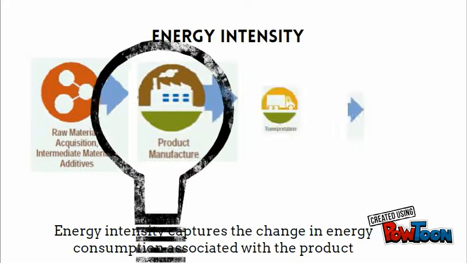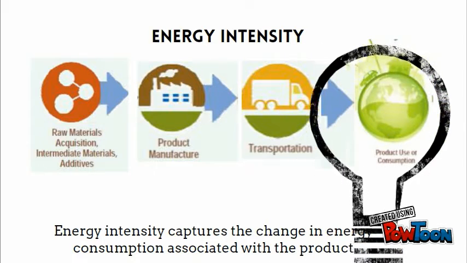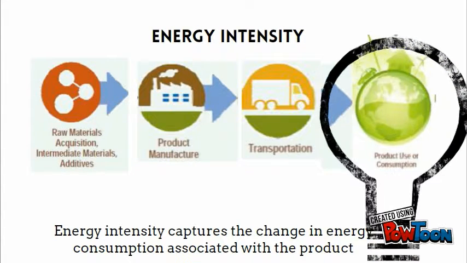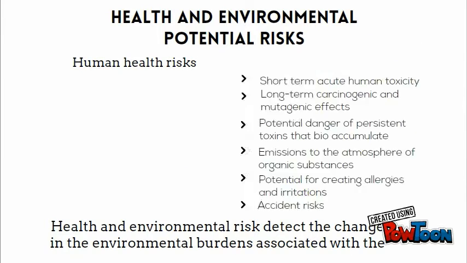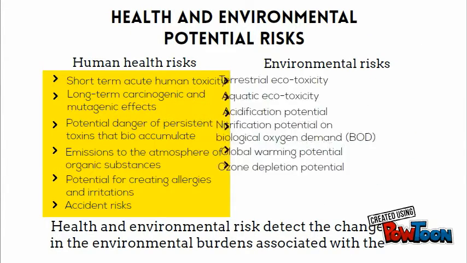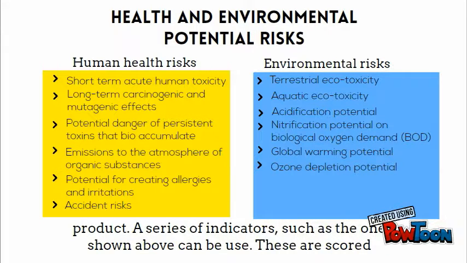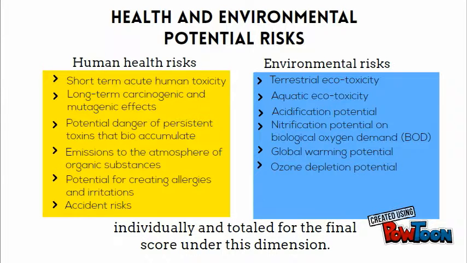Energy intensity captures the change in energy consumption associated with the product. Health and environmental risk detect the change in the environmental burdens associated with the product. A series of indicators, such as the one shown above, can be used. These are scored individually and totaled for the final score under this dimension.